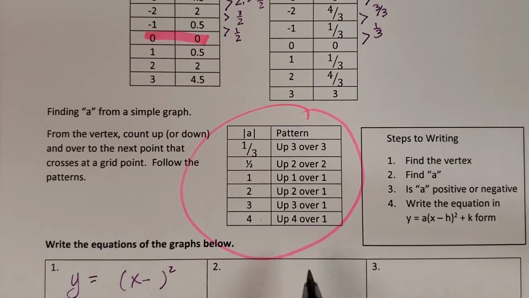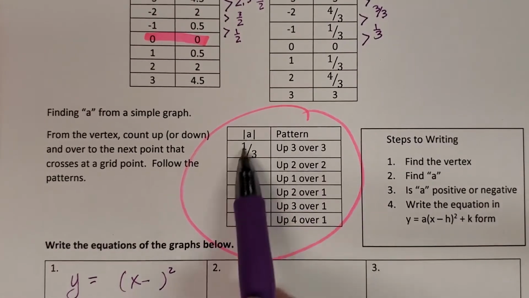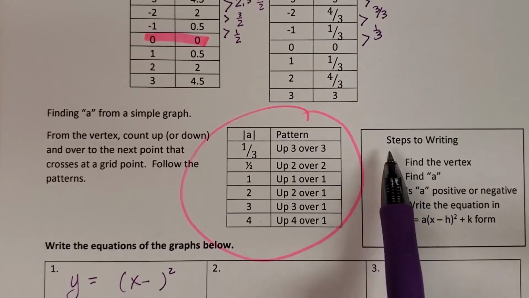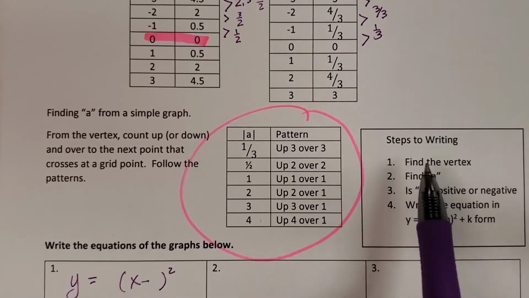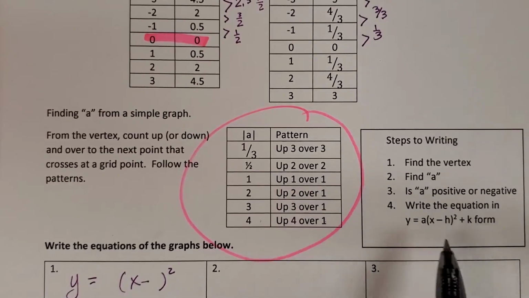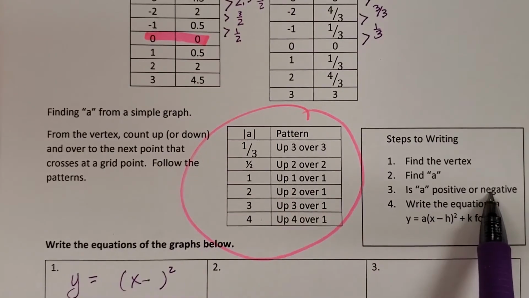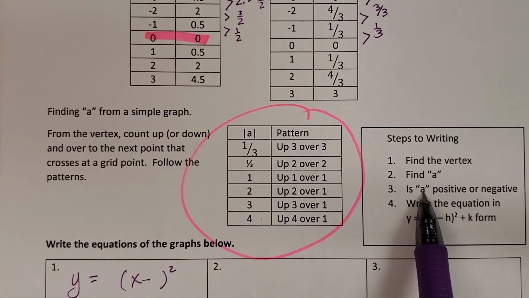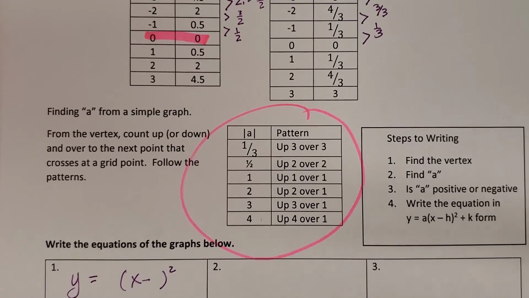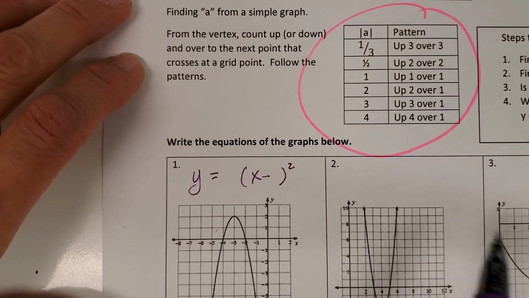We've talked about that a little bit, so if you weren't here the other days, that might be a little more confusing. So here's what we're gonna do. The steps to writing equations: we're gonna find our vertex, we're gonna find A using these patterns, and we're gonna note if A is positive or negative, because we can tell that by if the graph is opening up or down, and then we're gonna write our equation. So here we go. We're gonna use our little pattern.